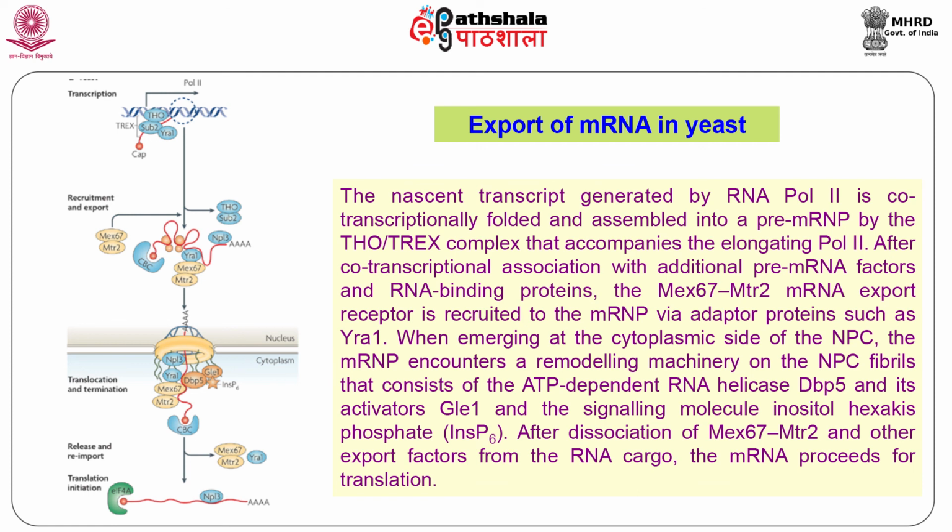When emerging at the cytoplasmic side of the nuclear pore complex, mRNP encounters a remodeling machinery on the nuclear pore complex fibrils that consists of ATP dependent RNA helicase and its activators and the signaling molecule inositol hexakisphosphate. After dissociation of MEX67 and MTR2 and other export factors from the RNA cargo, mRNA proceeds for translation.